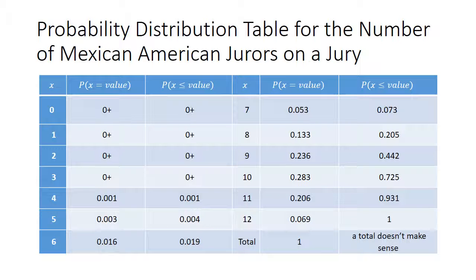It's not impossible to get no Mexican American jurors. It's just so unlikely that we really don't even think about it. So we use 0 plus as a symbol.